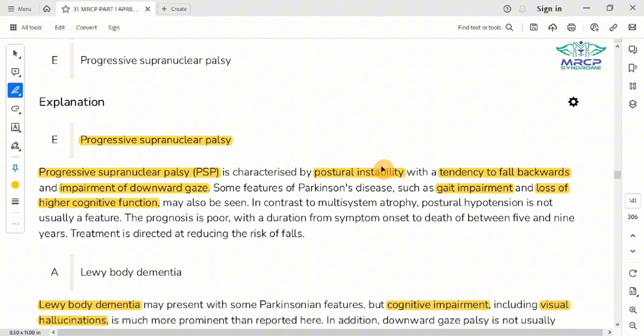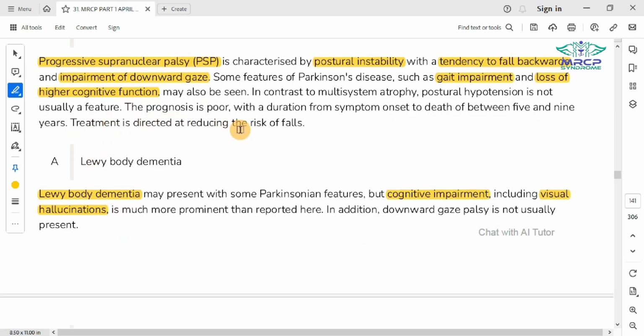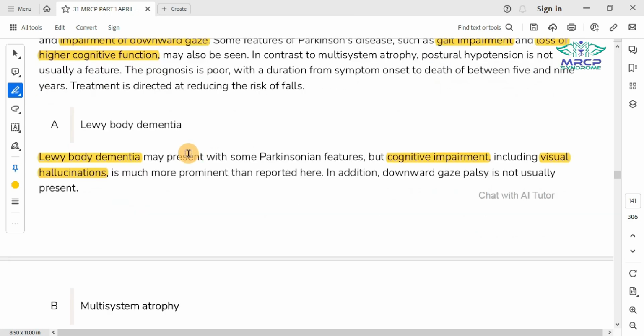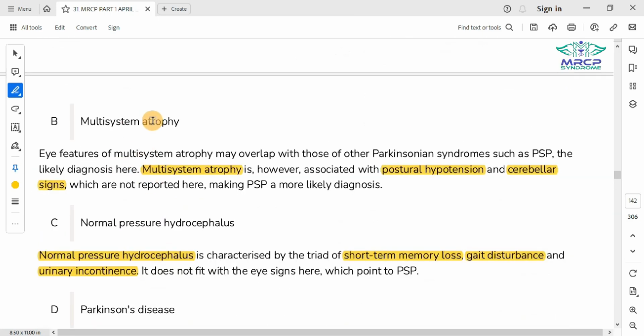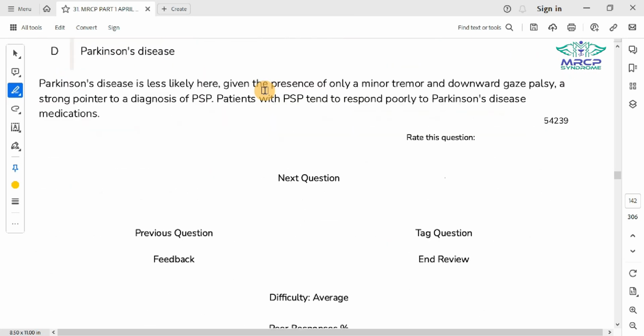PSP is characterized by postural instability with a tendency to fall backward and impairment of downward gaze. Some features of Parkinson's disease, such as gait impairment and loss of higher cognitive function, may also be seen. In contrast to MSA, postural hypotension is not usually a feature. The prognosis is poor, with a duration from symptom onset to death of between 5 and 9 years. Treatment is directed at reducing the risk of falls. So Lewy body dementia will have visual hallucinations, multisystem atrophy will have multiple autonomic features, NPH will have the triad.